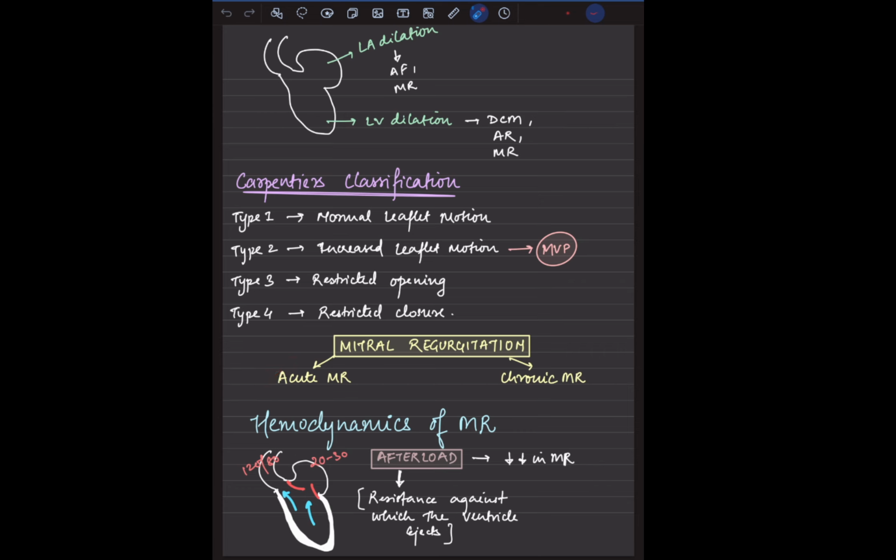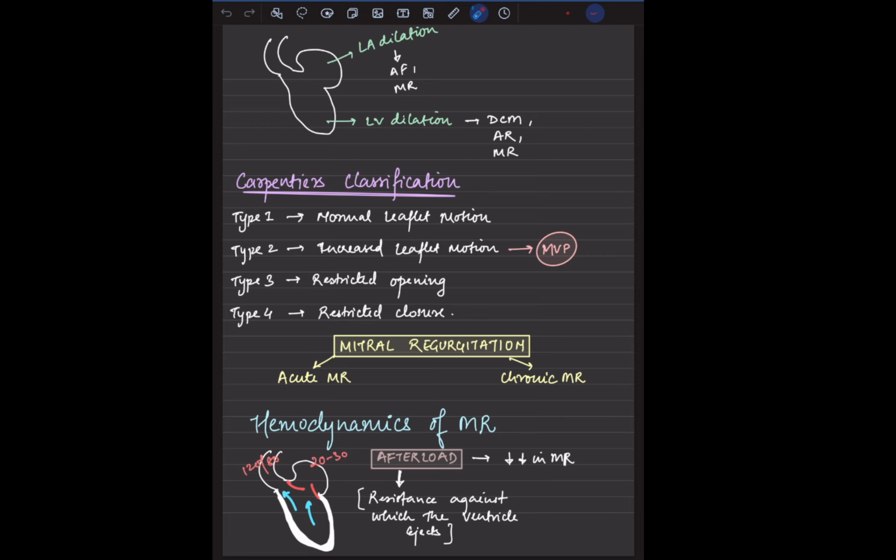Now if we are talking about the hemodynamics, how does it work? Afterload means whatever the blood has been ejected through the aorta, that is called the afterload. So now this blood is going into the aorta. That is the resistance against which the ventricle ejects, that is the afterload.